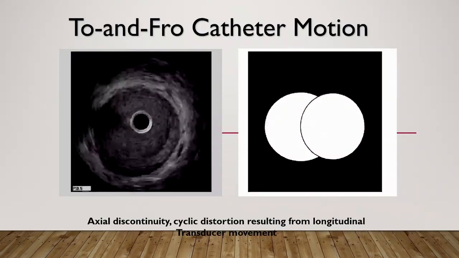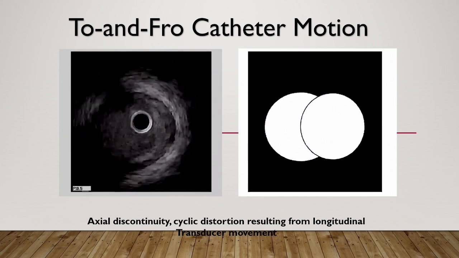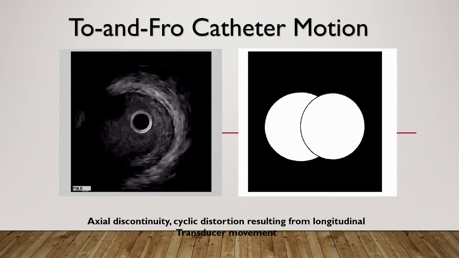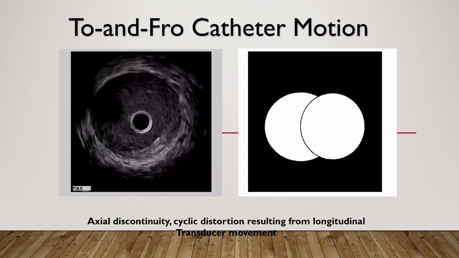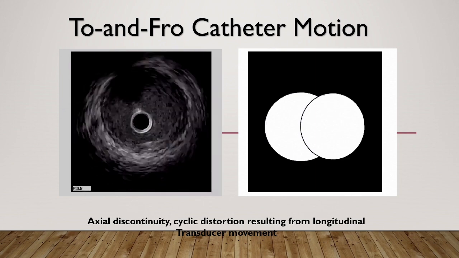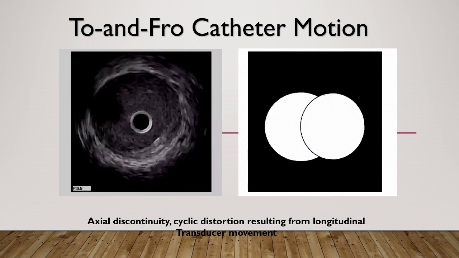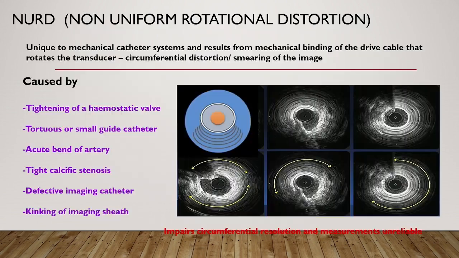This is catheter motion artifact. Your vessel can move here and there to and fro, and the measurements are never accurate in such cases. If you are taking measurements in these views, then your measurements can be difficult, and you can get a discontinuity of the vessel wall due to the to and fro motion.